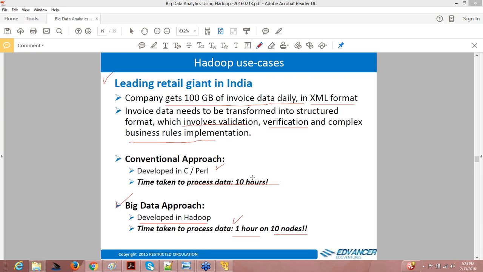So how were they able to achieve this? They were able to achieve this because in the traditional approach, the processing was happening sequentially. When you use Hadoop and load the data, it gets distributed across multiple nodes, and your data is processed in parallel. So here it is sequential processing, and here it is parallel processing, and hence the processing is done sooner when we use the Hadoop system.